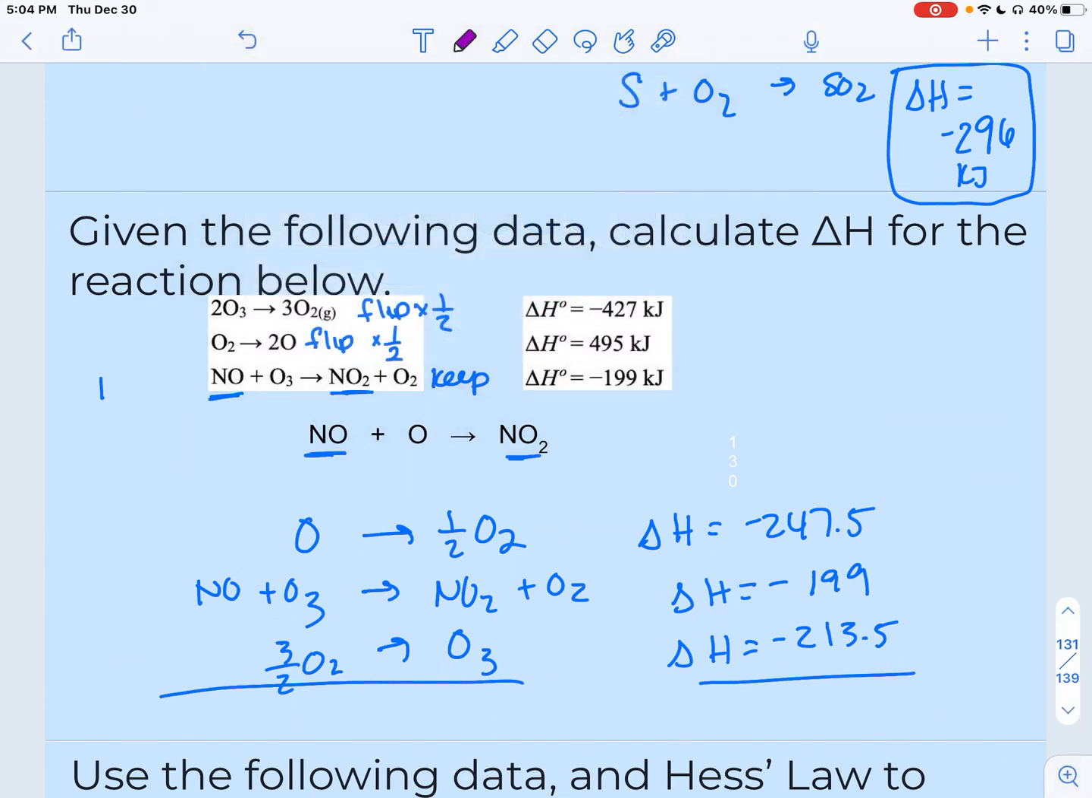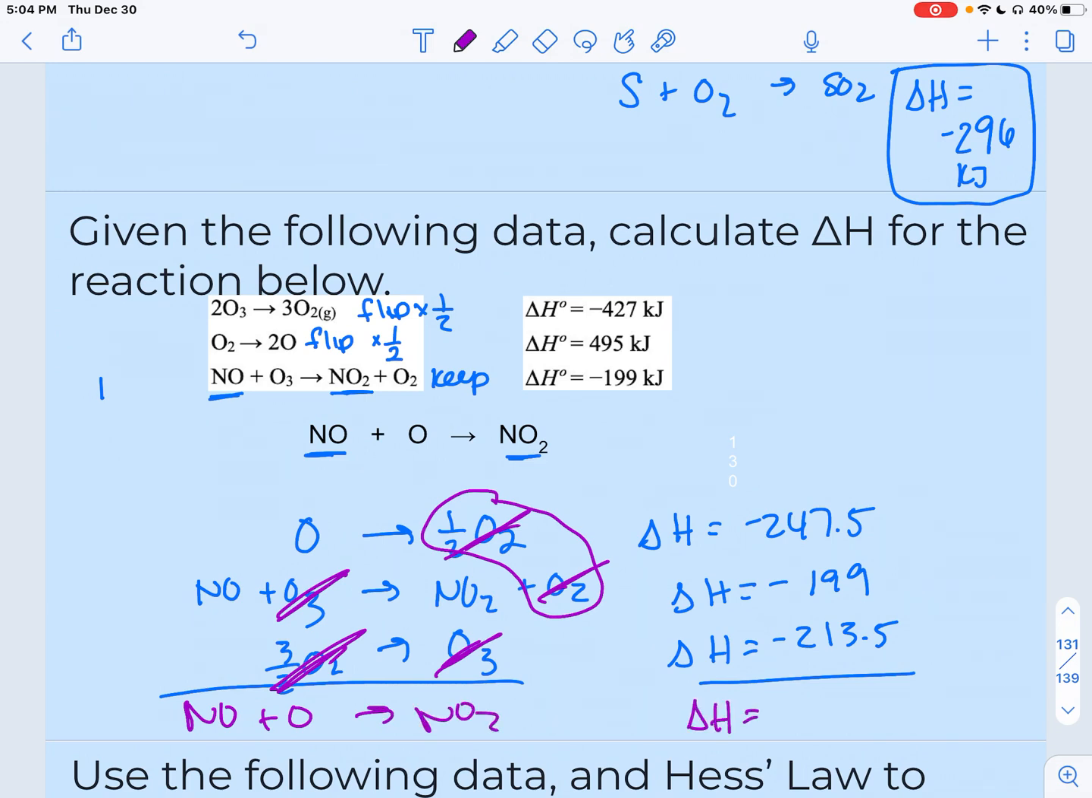So I'll double check to make sure I did that correctly. Our O3s cancel. And then we have 3/2 O2 right here, which will cancel with this. So we got our overall reaction. So once I know I did it correctly, I can add them together and get my final answer of -233.